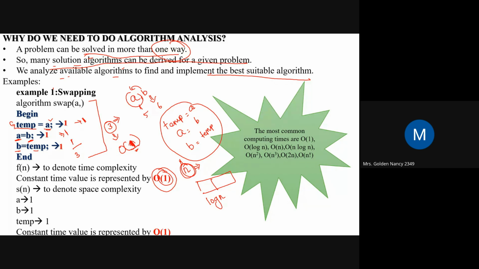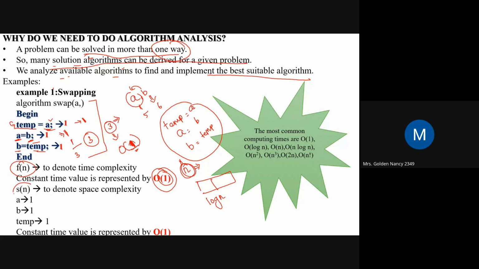Here the swapping happens for one constant time for each assignment. While assigning here, it takes one constant time, this happens in one constant time, and this happens in one constant time. So overall it takes 3 constant times to do the entire swapping. What we can say is that overall it takes one constant time to do this operation. So f of n is used to denote the time complexity.